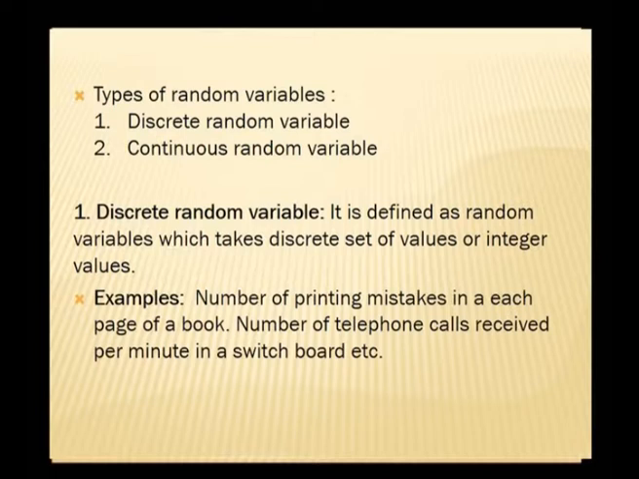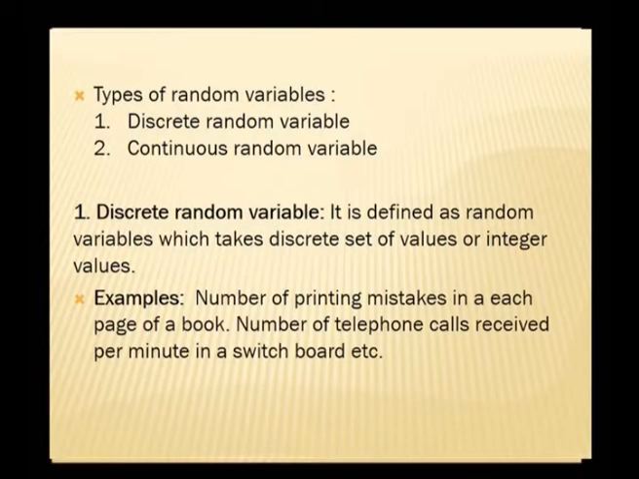In the second case, the number of telephone calls received per minute in a switchboard. How many calls you are receiving per minute. Even if you purchase a new telephone, definitely you get 1 or 2 tones from the ringtone from the telephone exchange office itself. So, you cannot have a phone without a ringing tone. At least a minimum of 1 or 2 calls you definitely get. So, here the number of telephone calls received per minute is the corresponding discrete random variable.